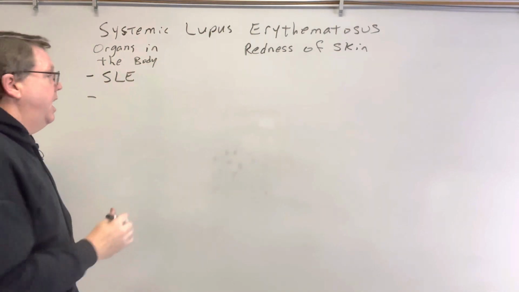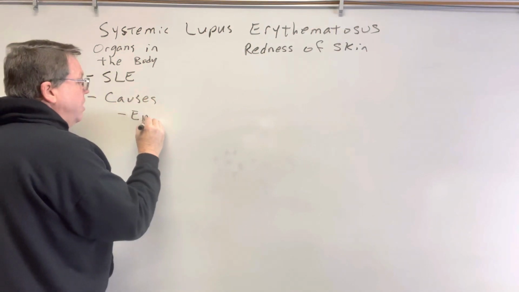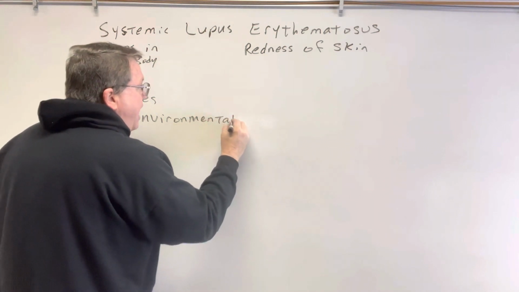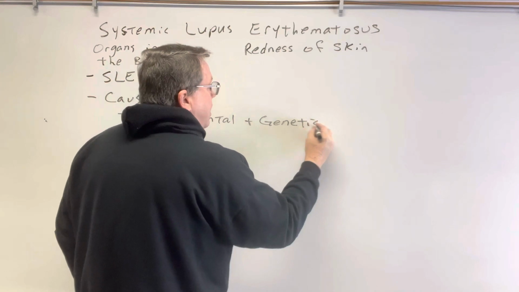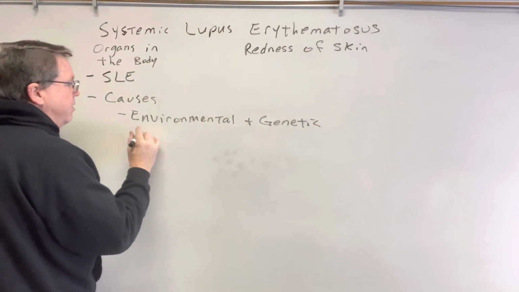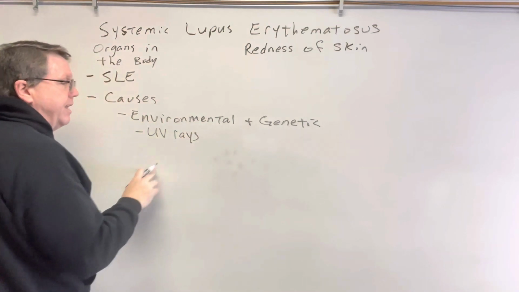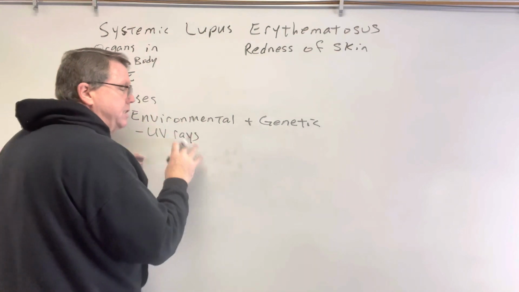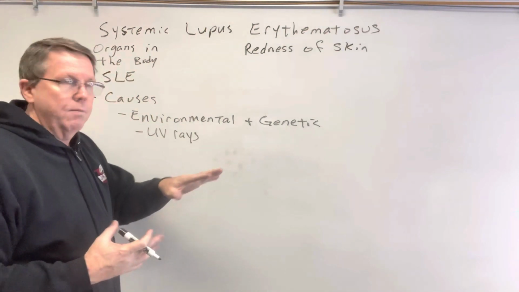So what are the causes of this? Let's look at the causes. Well, first, there's an environmental portion to this and a genetic component to it. So let's look at environmental real quick. The most common cause is going to be UV rays from the sun, right? That's going to come down, it's going to damage cells, and after it damages the cells they'll go through apoptosis, which we'll talk more about in a minute.